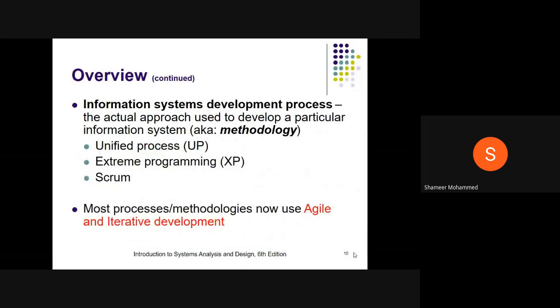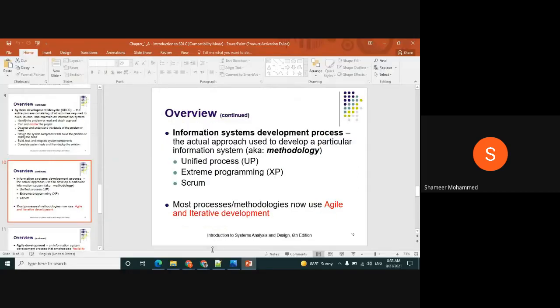Now, the information system development process. It is the actual approach used to develop a particular information system. That means, what is the methodology, the name of the methodology? This approach is called this. Unified process is one approach. Using what method you will develop the information system. Extreme programming is one method. Scrum is one method.